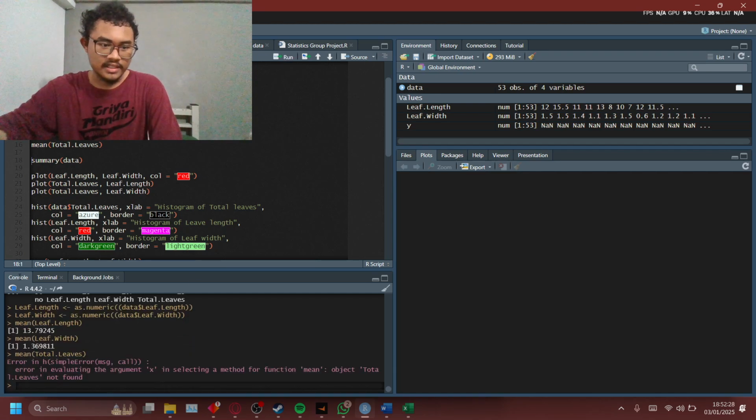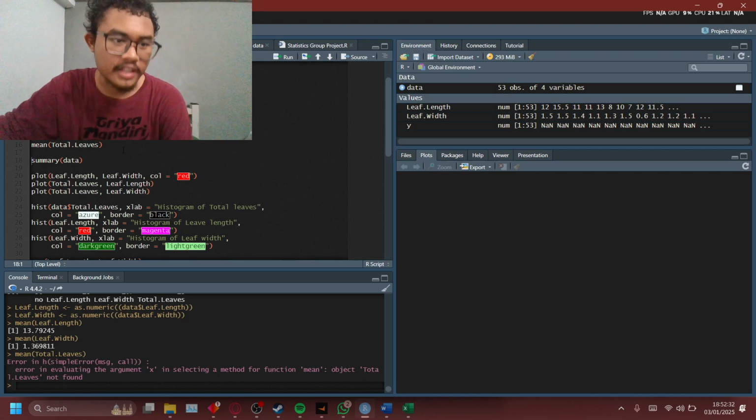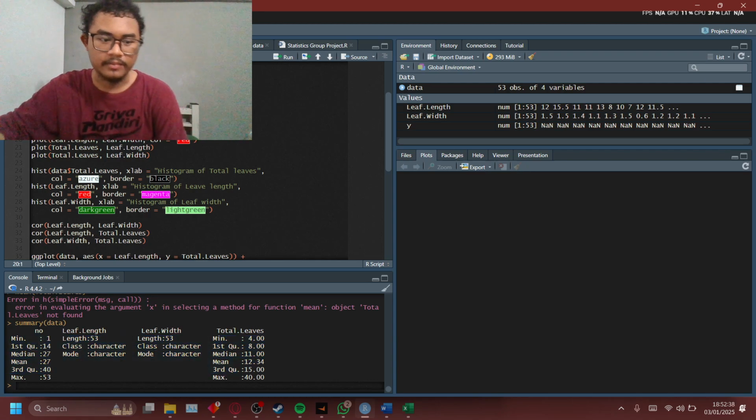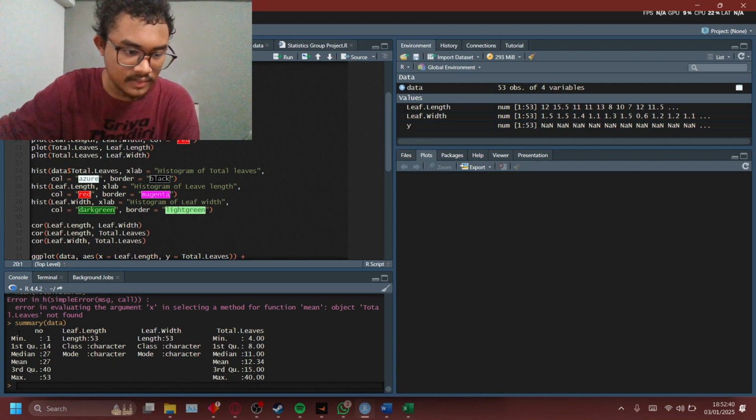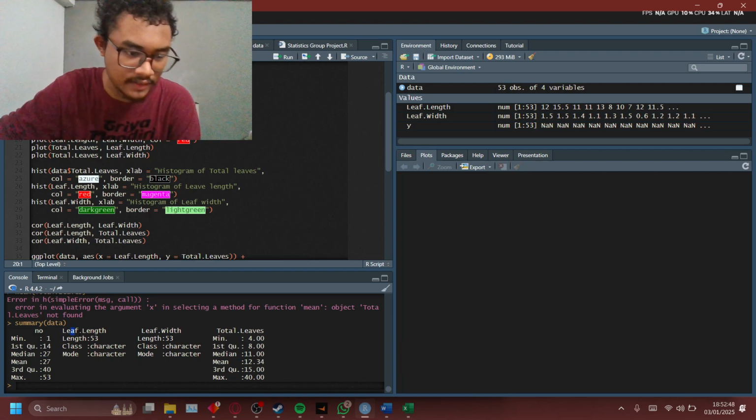Now you can see the mean of these. I'm going to ignore that. And the summary of data. Such a neat little concept. You can see the number here. I mean, the number here is quite useless because that's just this. But you can see the leaf length. There's length, class, mode, character, width, leaves, stuff like that.